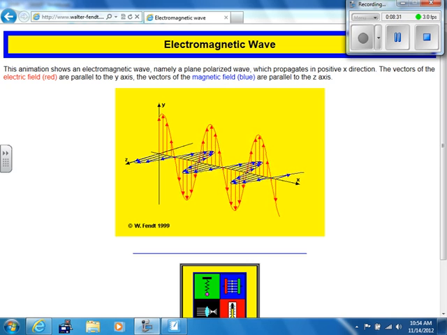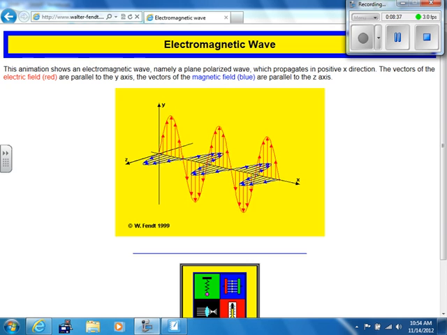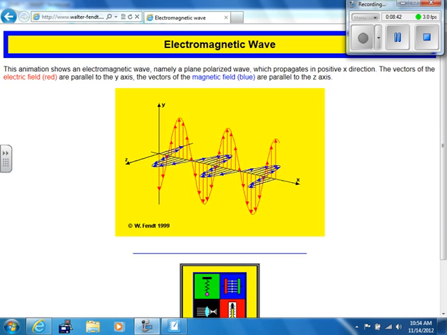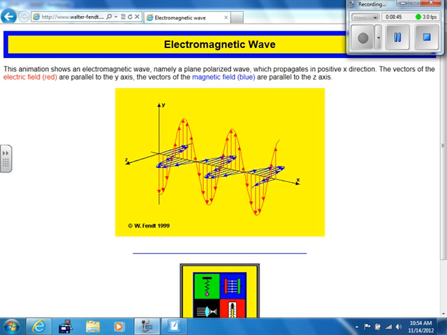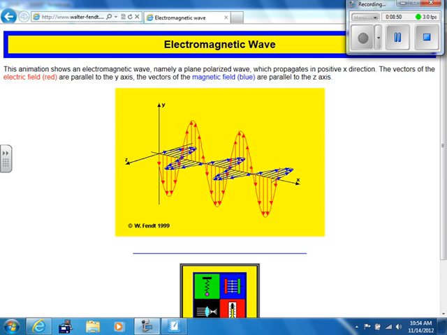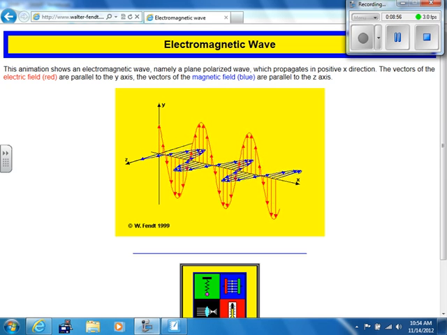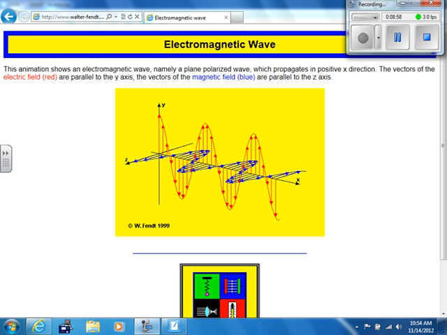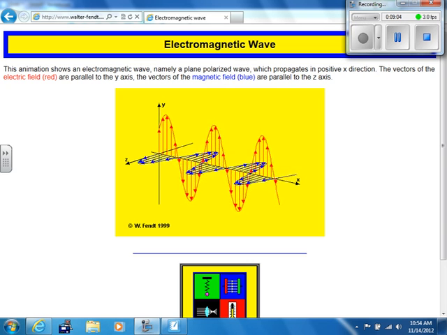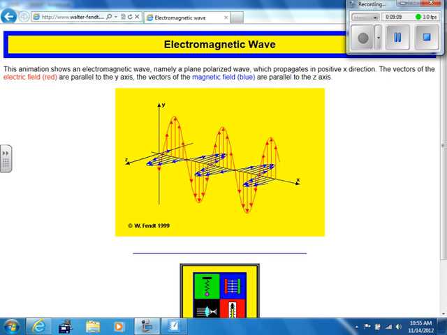We have our three axes, our X, Y, and Z axis, and we've got our magnetic field drawn in blue here, and we've got our electric field drawn in red here. You can see that as we have a changing magnetic field along the Z axis generated, we also have a changing electric field along the Y axis generated. Now, you can also see that as one field is changing, it progresses to the right along the x-axis. And the reason that happens is because that changing magnetic field will generate the next changing electric field, and the changing electric field will generate the next changing magnetic field.